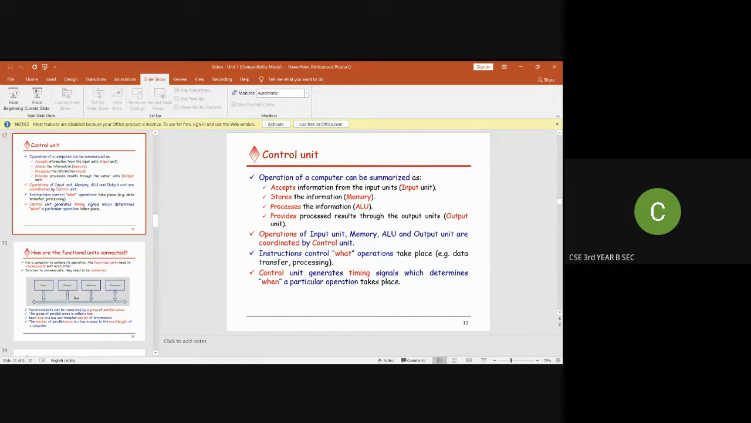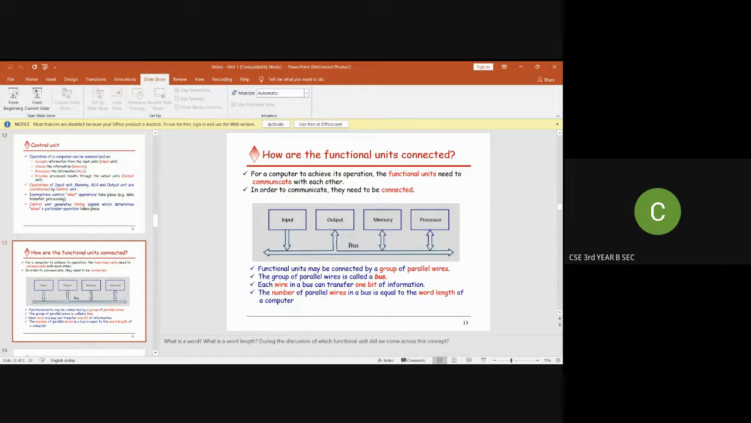So the operations may be data transfer or doing some processing. Control unit generates the timing signals which determine when a particular operation should take place. So all these four units must be coordinated by the control unit by generating the timing signals. By this timing signal only, the particular operation should start and end.